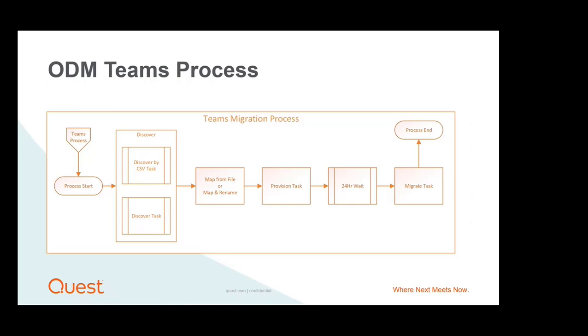It does take a while for new teams to become provisioned. That's why we recommend 24 hours. If you were to run too quickly, the task may not complete properly, and then you would have to go through and run the migration task again, because some content can't go in a folder that wasn't yet created.